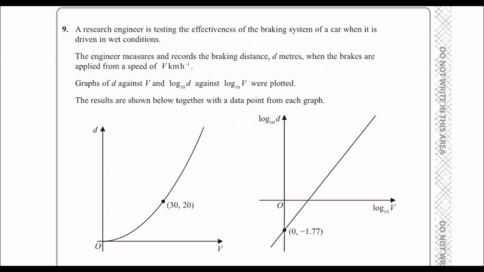Question 9. A research engineer is testing the effectiveness of the braking system of a car when it's driven in wet conditions. The engineer measures and records the braking distance d meters when the brakes are applied from a speed of v kilometers per hour. Graphs of d against v and log 10 d against log 10 v were plotted. The results are shown below together with a data point from each graph.